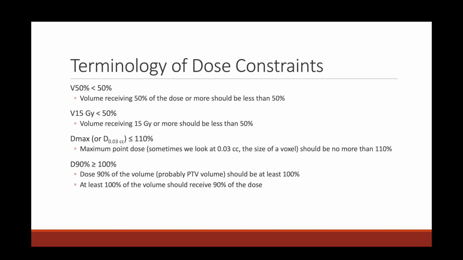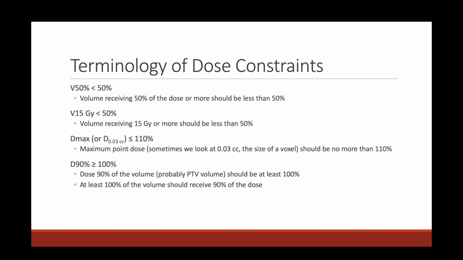The last little concept I want to review before we actually go into dose constraints, some practical dose constraints that you should remember for clinic, I just want to briefly talk about the terminology of dose constraints. This can be very confusing to grasp if it's your first exposure, and so I'm going to try to explain it in a way that makes sense.